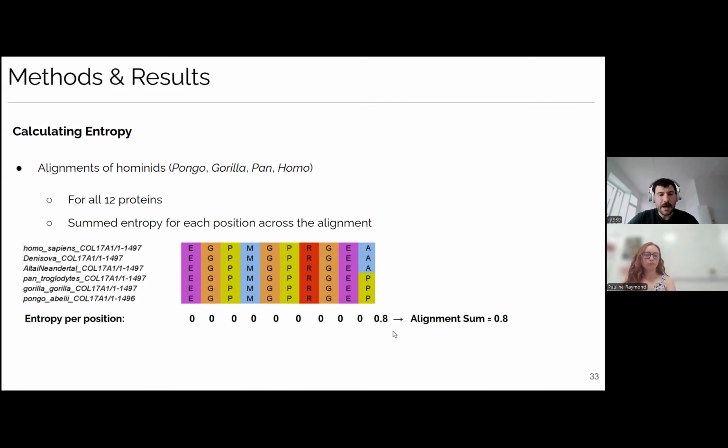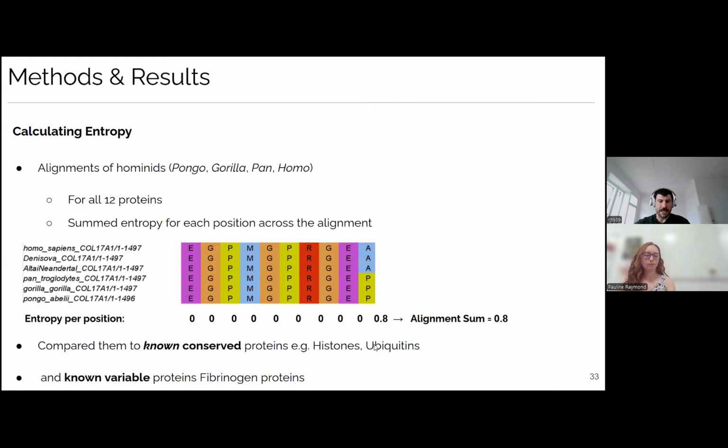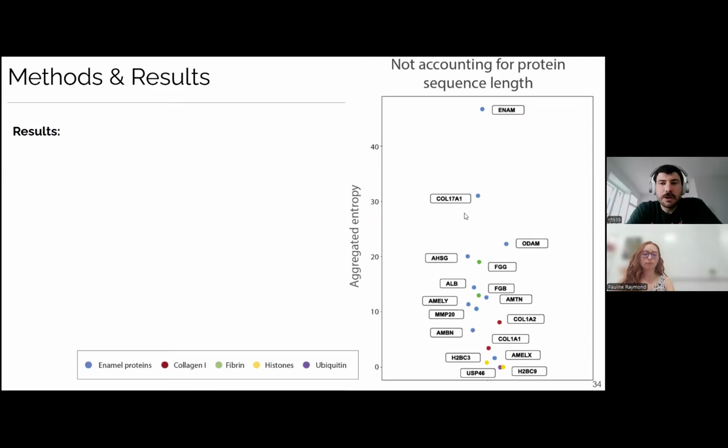And then we compared this sum with known conserved proteins like histones and ubiquitins, which we know from basic biology should be very conserved because they are very important to an organism. And also known variable proteins, like these fibrinogen proteins we found in the literature that supposedly have a segment that is hypervariable. And then we plotted this aggregated entropy for each of our protein alignments. And you can see here the results sorted by the aggregated entropy on the right.